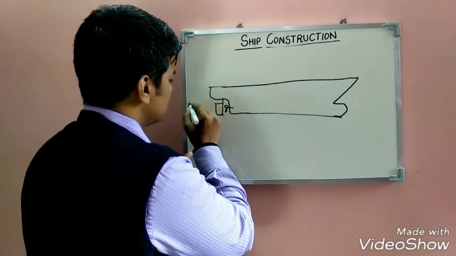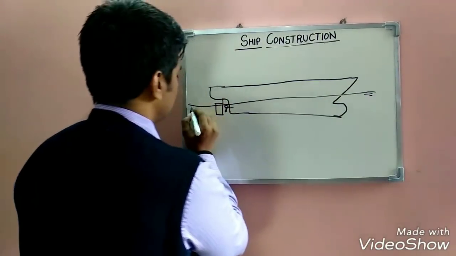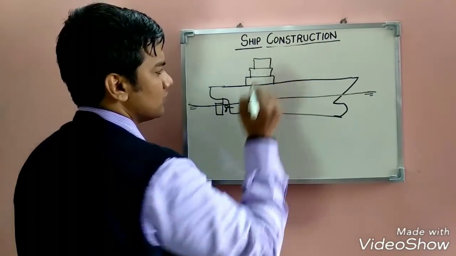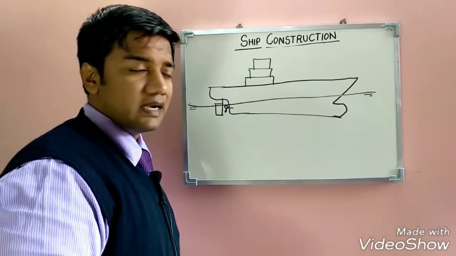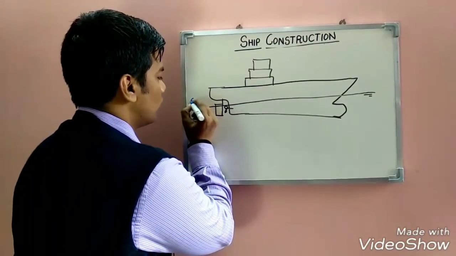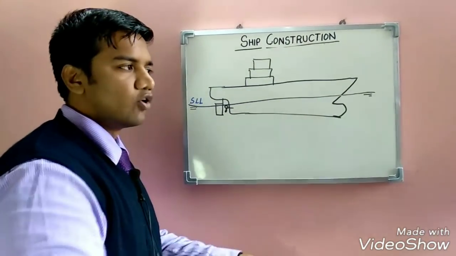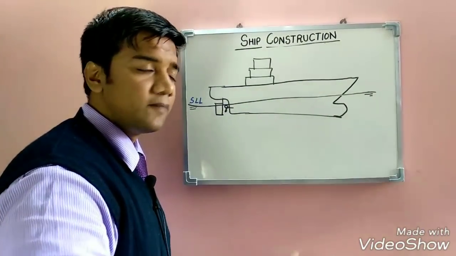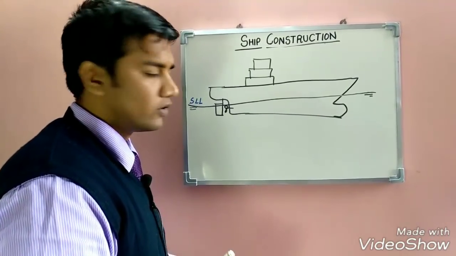Okay, now let's consider this as the water line. Let's take this as the accommodation. The water line at the fully loaded condition in summer is called the summer load line. The water line at the fully loaded condition in winter is called the winter load line. The water line at the fully loaded condition in tropical is called the tropical load line. So these are the basic definitions for your load lines.